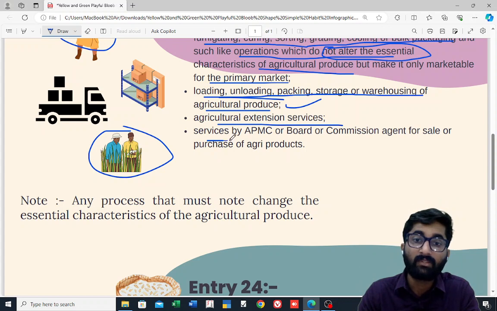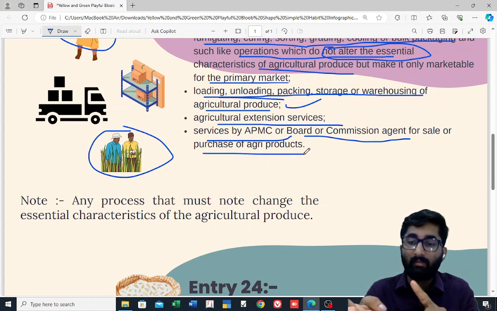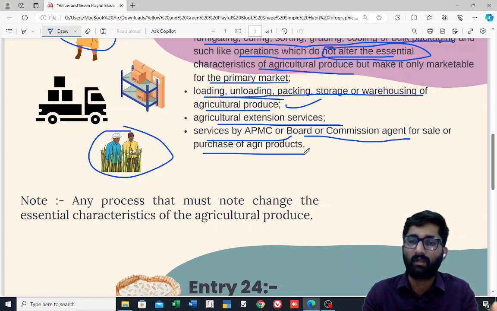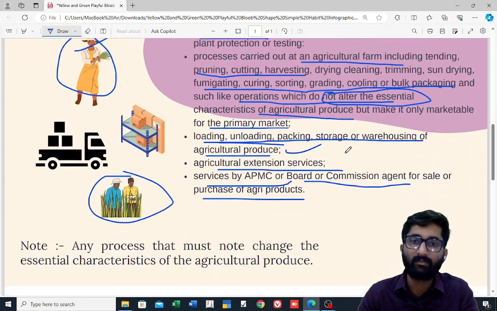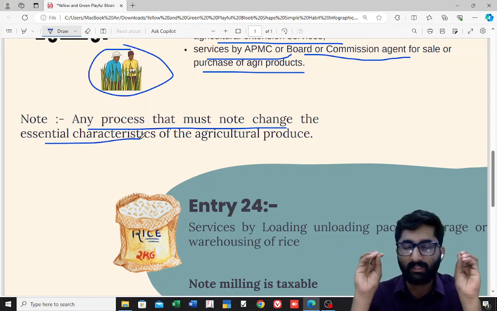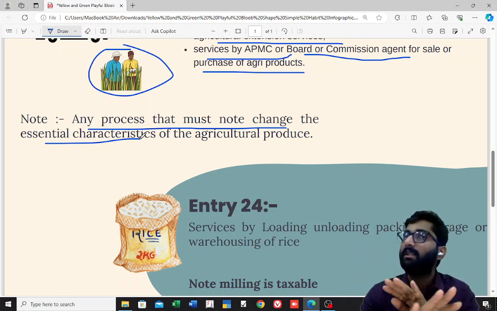That is also exempt. Services by agricultural produce marketing committee or board or commission agent for sale or purchase of agricultural produce. So now the agricultural produce marketing committee or board or any commission agent who is appointed by APMC, all these services given are exempt. Remember this, all these items, you have to remember. Note, any processes that must not change the essential characteristics, only then all these processes are exempt. Any process that changes the essential characteristics, that is not exempt.